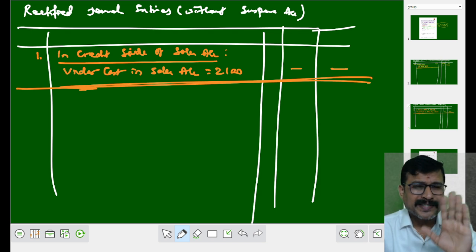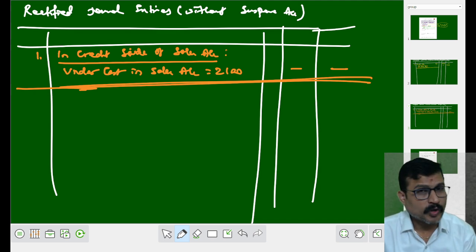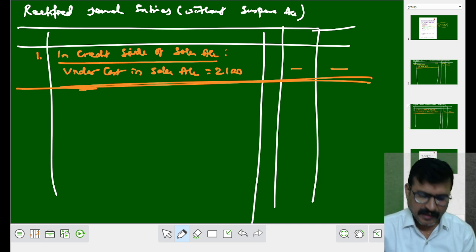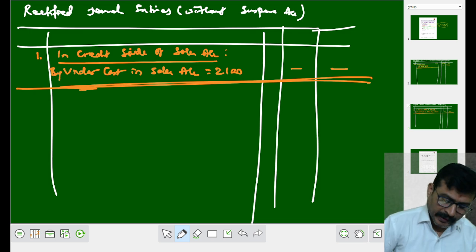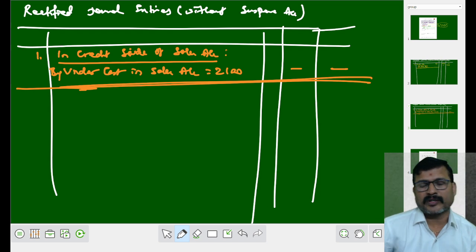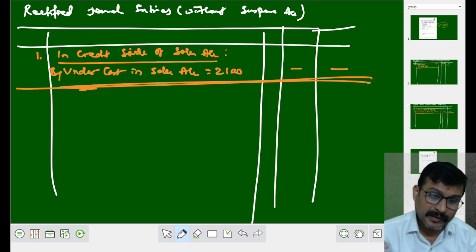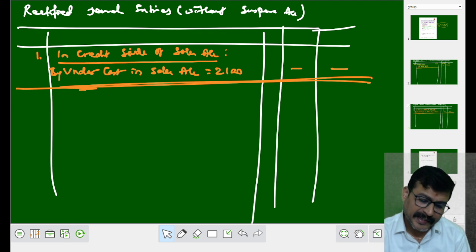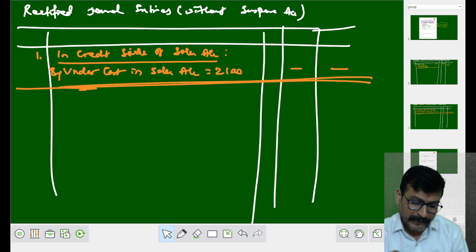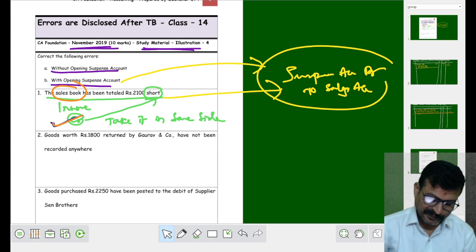Means you should not pass any entry for one-sided errors. Okay. In credit side of sales account, we have to write by under cast in sales account as 2100. Credit side we are writing, right? That's all. No need to pass any entry. मालूम हुआ अब? Did you understand? With opening suspense account, debit to sales account. Without opening suspense account, in the credit side of sales account, we have to write by under cast of sales account. Fine. Let us move on to the next one.